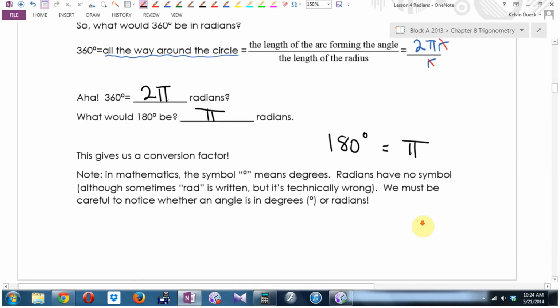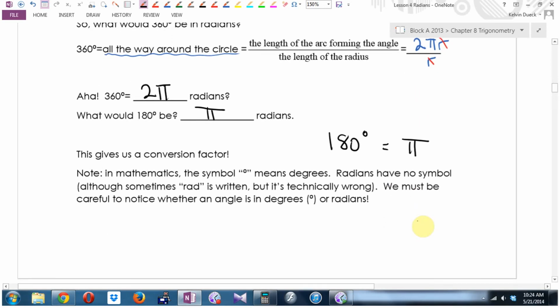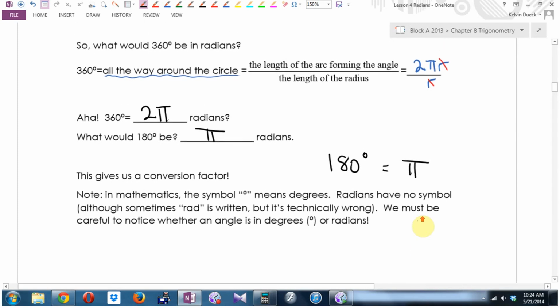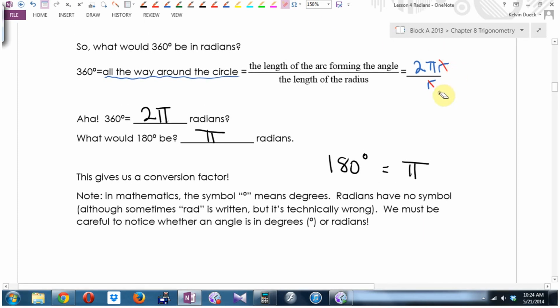Little note, in math, the little circle up high means degrees. Radians have no symbol. And the reason is, this is actually meters divided by meters. The meters cancel. Or it's centimeters divided by centimeters. The centimeters cancel. Or they're technically unitless. You can, if you want to, write rad. That's technically wrong, but I'll live with it because kids don't like having a number with no units whatsoever. But technically, if I see a number and no symbol, I'll assume it's radians.